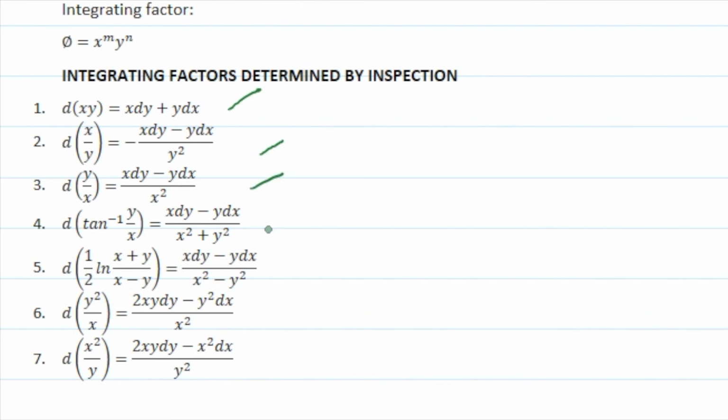Fourth, the derivative of inverse tan of y over x is equal to x dy minus y dx over x squared plus y squared. Fifth is the derivative of 1/2 ln of (x plus y over x minus y) is equal to x dy minus y dx over x squared minus y squared. Sixth is the derivative of y squared over x is equal to 2xy dy minus y squared dx over x squared. And last, the derivative of x squared over y is equal to 2xy dx minus x squared dy over y squared.